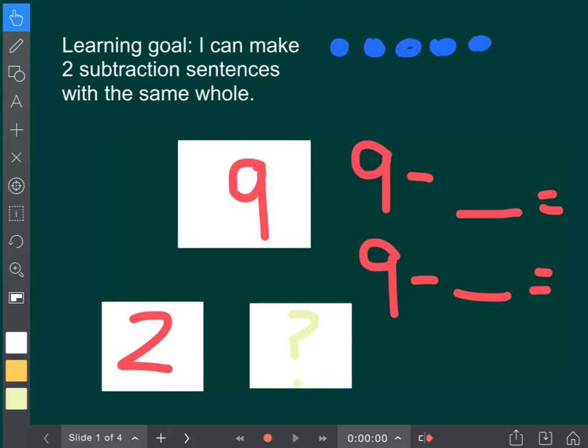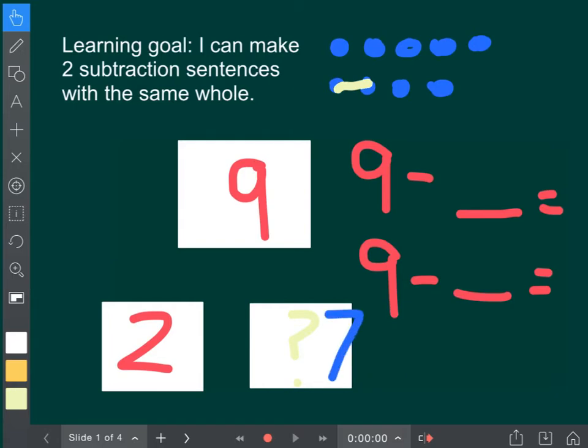I have 5. I need to get to 9. So I have 5, 6, 7, 8, 9. And I can cross out 2 of my 5 group and find out what's left. Well, I know 5 plus 2 equals 7. So my missing number must be 7.